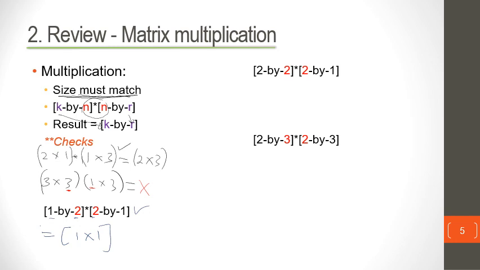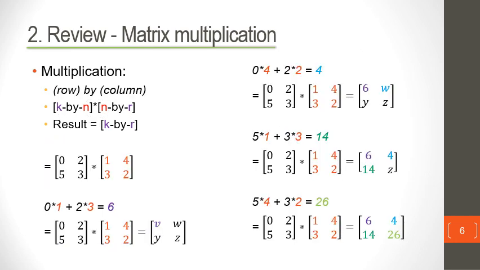Here as well, if you have a 2 by 2 and you want to multiply it by 2 by 1, because the two adjacent numbers are the same, this will work, and the result will be a 2 by 1. And in this case here, you want to multiply a 2 by 3 with a 2 by 3. The sizes are equal, but they don't match, because these two adjacent numbers don't match. So this won't work.